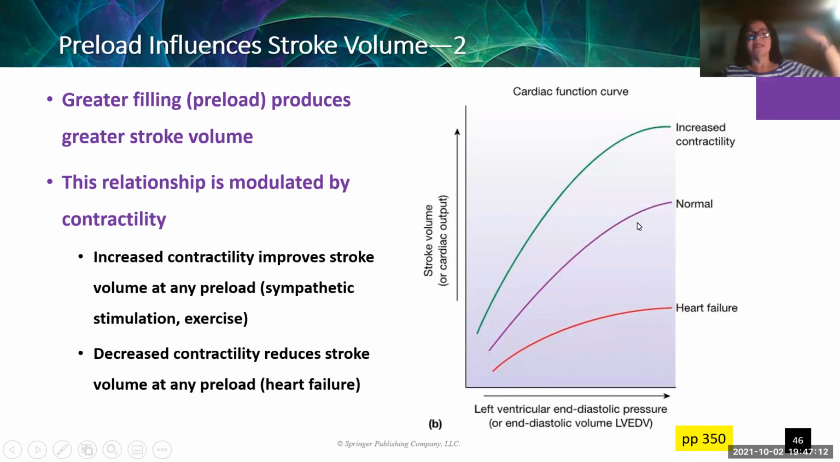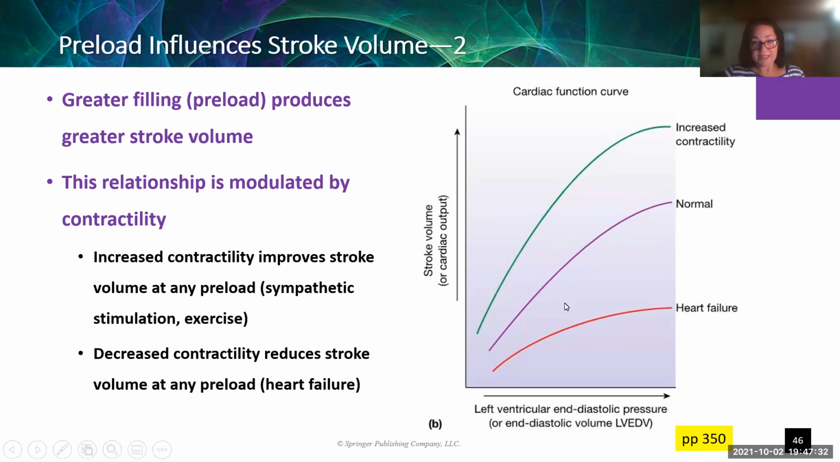If you put on top of that, add to that sympathetic nervous system stimulation, the norepinephrine stimulation, you're going to get even more contraction out of this heart.